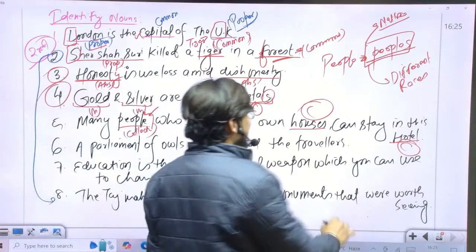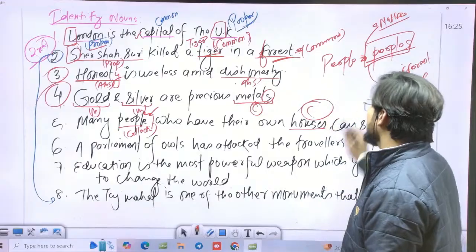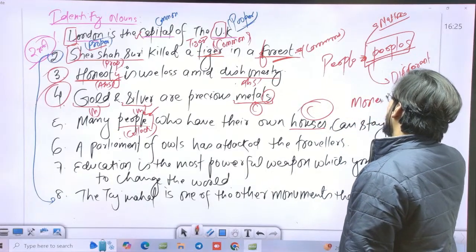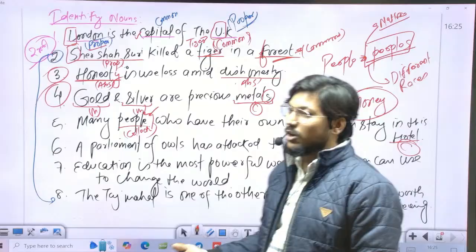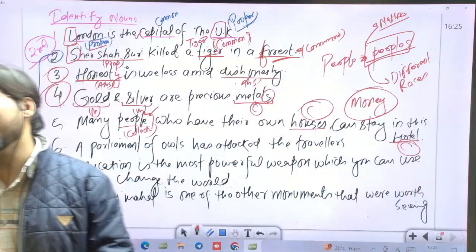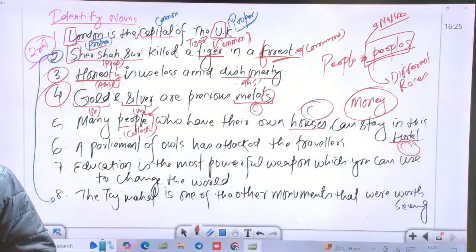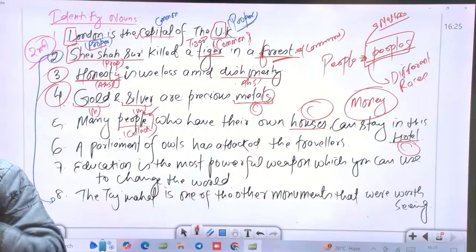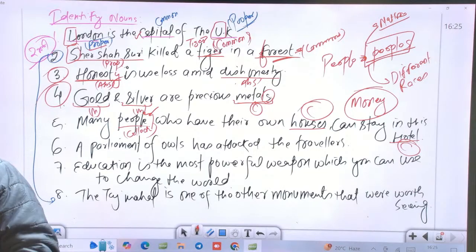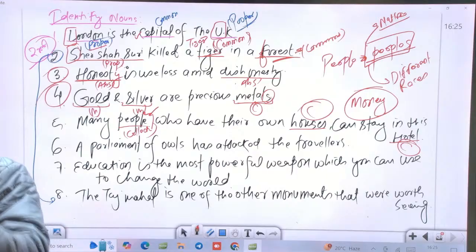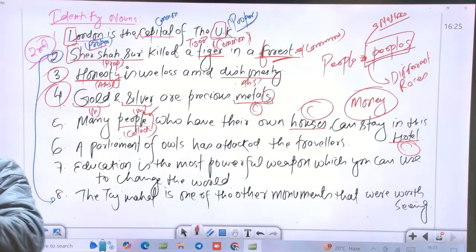Money is a countable noun or uncountable noun? Okay, if you go to a shop, what do you say? How much is this, or how many is this? How much. Why do you say much? Because money is an uncountable noun. You can't see money. You can't feel money. You can't touch money. But you can feel.